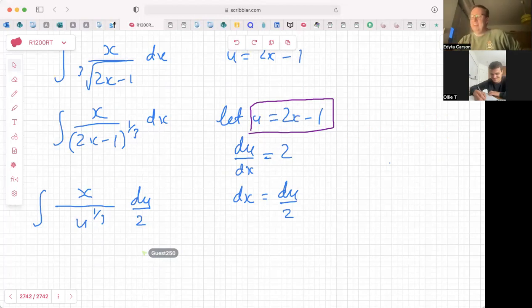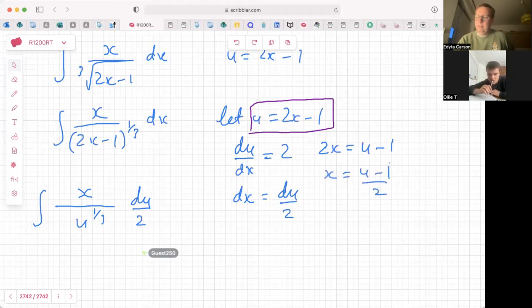Okay, so we let u equals 2x minus 1, right? That's what we said it was. So we need to rearrange for x. Exactly. Just make x the subject, and then we'll have something in terms of u, won't we? So we can just replace the x with that. So you have 2x is equal to u minus 1. x should be u minus 1, divided by 2. Right, so put that in there.